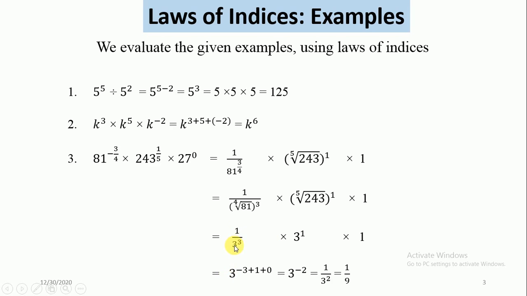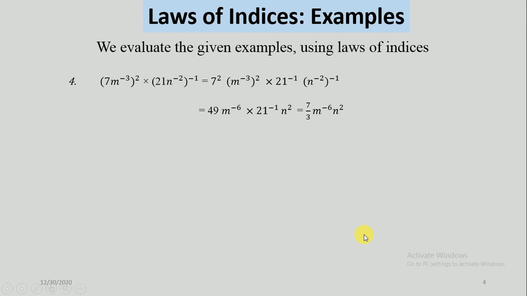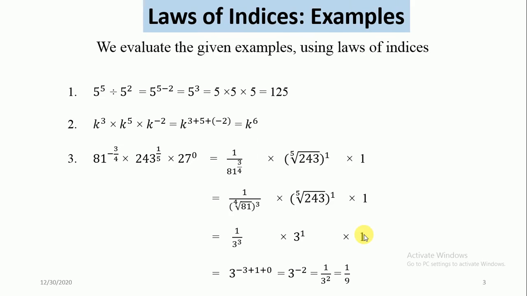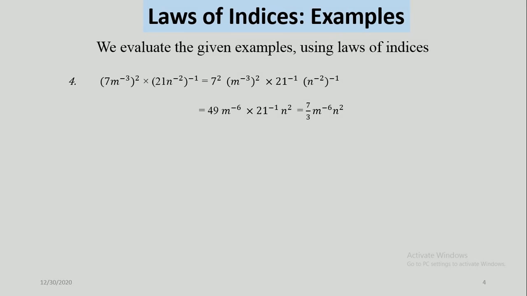1 divided by 3 raised to the power 3 can also be written as 3 raised to the power minus 3, plus, because of this operation, the power 1, plus the 1 there can be written as 3 raised to the power 0. That's why we have 0. So we move on to the next example.